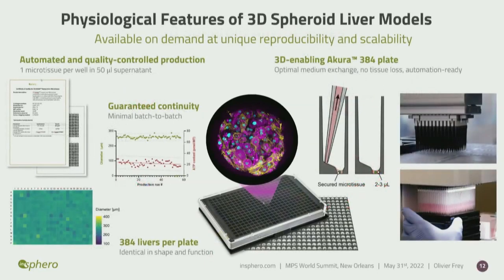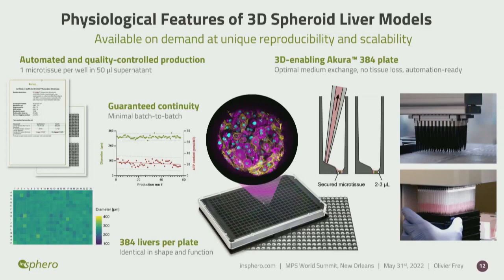One of the plate formats that we have created is this 384-well plate, which has all these characteristics. It has a very special inside that allows the medium exchange to be done in a very robust manner, so that we do not lose the microtissue, and allows very precise dosing. It is completely amenable to automation because it is a 384-well plate. It also enables us to create these microtissues with very high precision and continuity over the different production runs that we have.